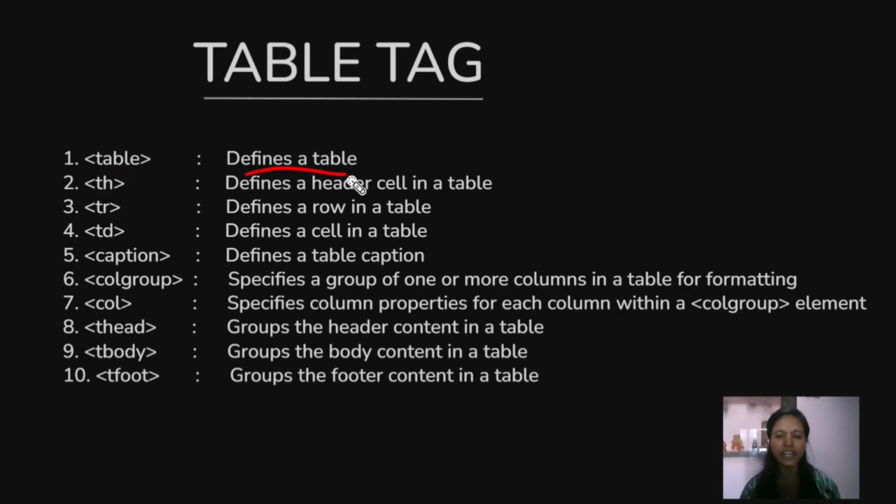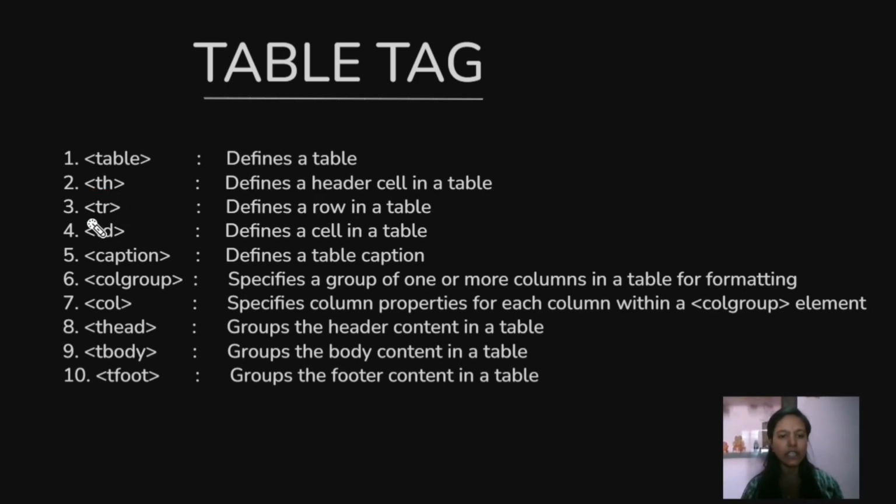The table tag defines a table. Basically, when we write the table tag, that is the initialization of the table, where we understand that the table will be created. The next tag is th, which is the header cell in a table. When we create a table, according to the example, we write name, class and roll number. So the heading tag is basically the header cell in the table.